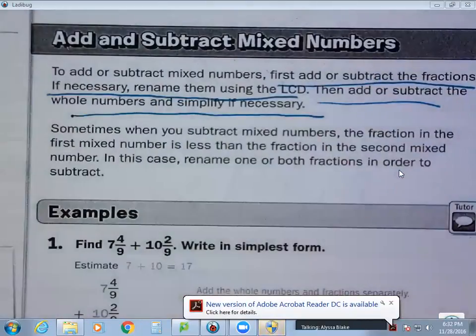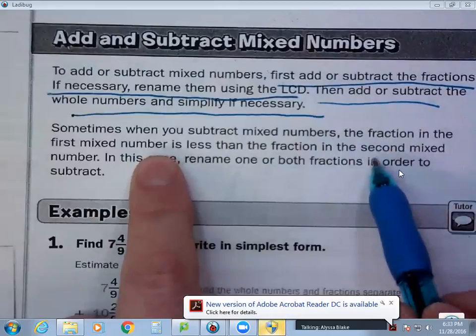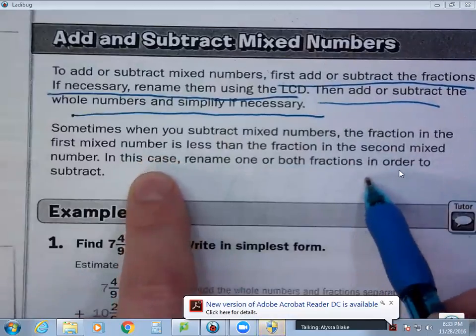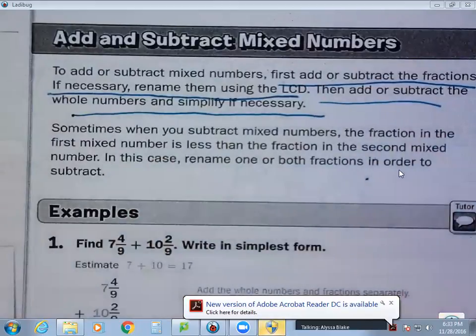Sometimes when you subtract those mixed numbers, though, the fraction in the first mixed number is less than the second. And we're going to talk about those later. And we're going to rename both fractions or one of them in order to subtract. So don't worry about it, that's a lot of words. I'm going to give you some examples.